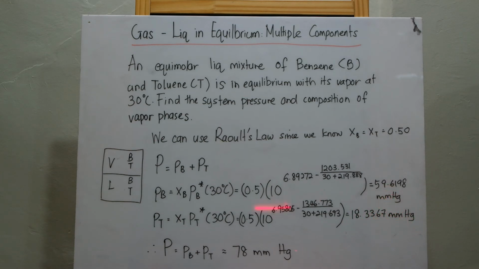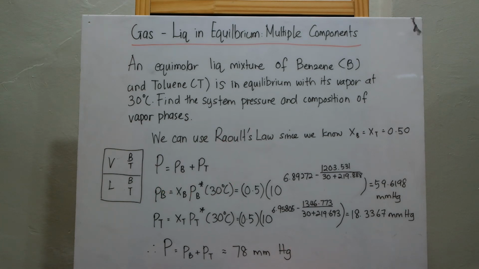Once we have the partial pressure of B and also the partial pressure of T, we find the pressure of the system. The pressure of the system is equal to partial pressure B plus partial pressure T, equivalent to approximately 78 millimeters of mercury. So we have now obtained the pressure of the system using this equation from Raoult's law.